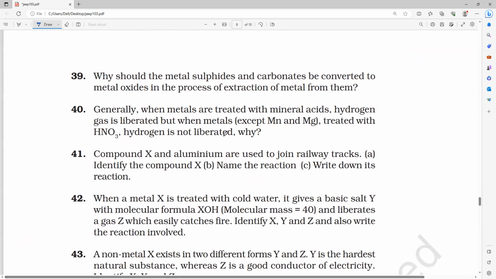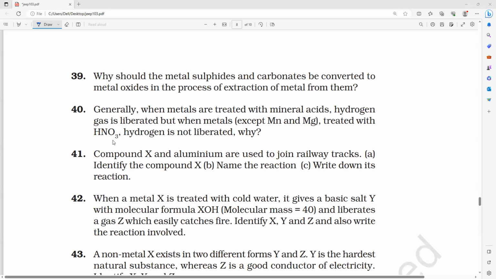Next. Why should the metal sulfides and carbonates be converted to metal oxides in the process of extraction of metal from them? Many times I told you. So what character they have? What is the reason? See that. All of you, content open. There is a flow chart for us. What is the flow chart they're saying?